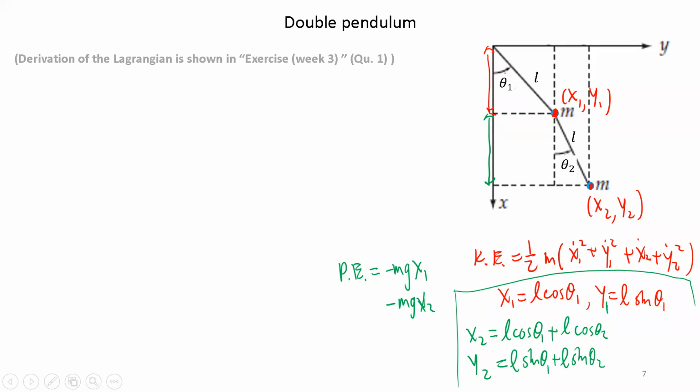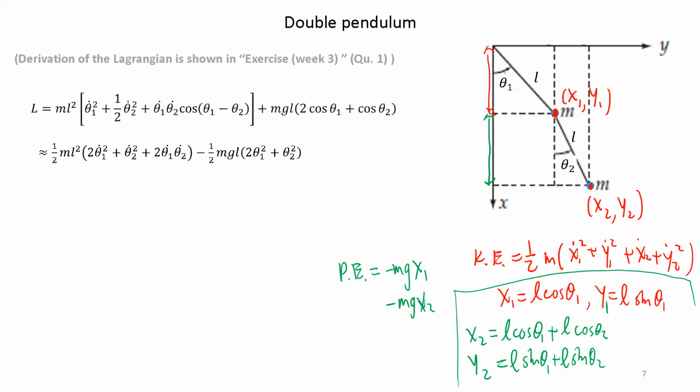Okay. So then, if you do that, you'll be able to find that the Lagrangian is given by this first line over here. Okay. And now, after using the approximation that cosine theta is approximately equal to 1 minus theta squared divided by 2, you'll be able to get to this expression over here.